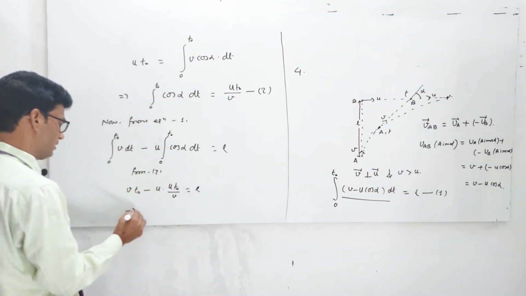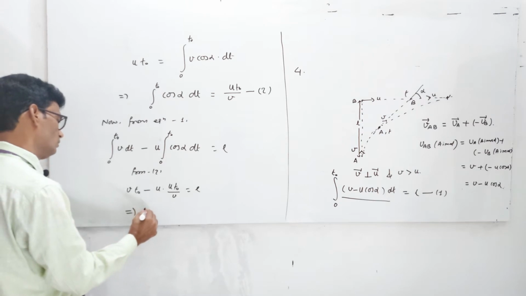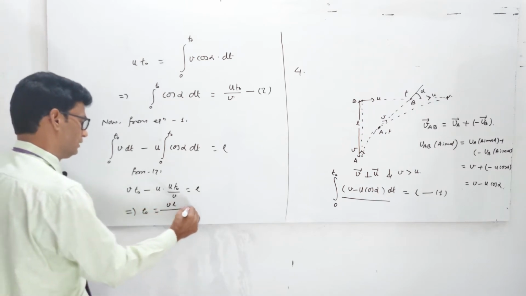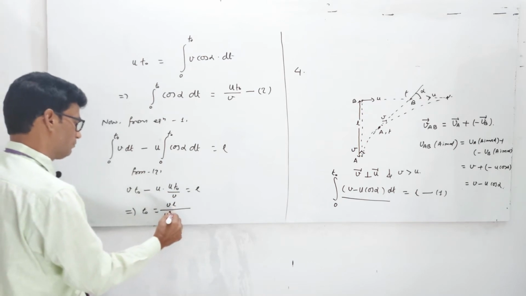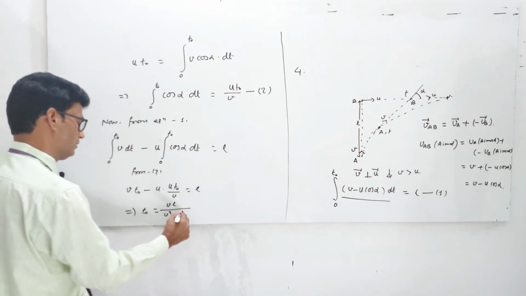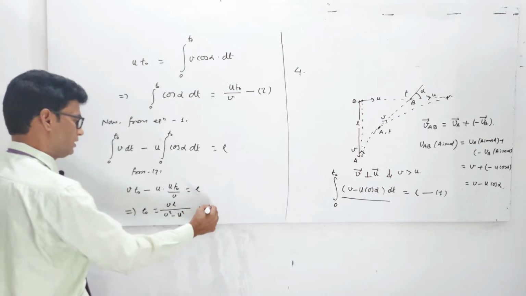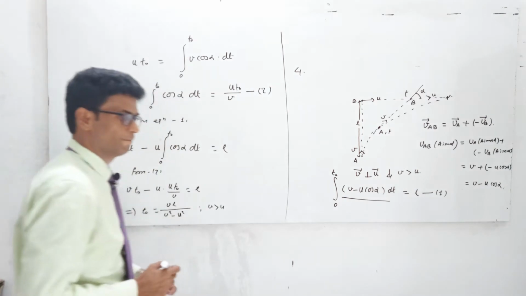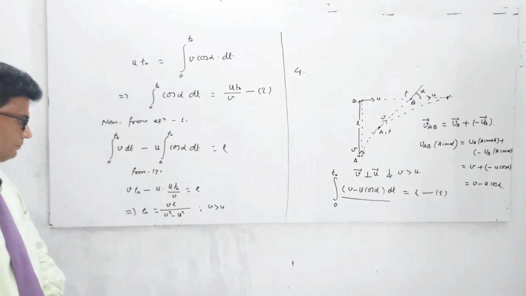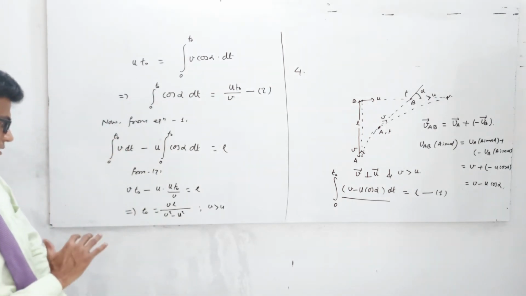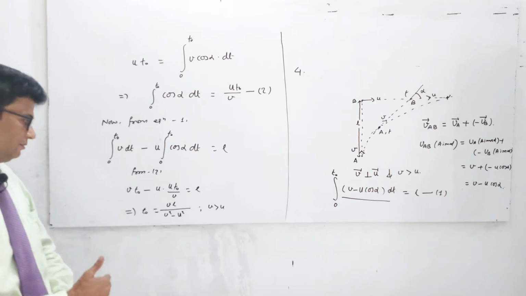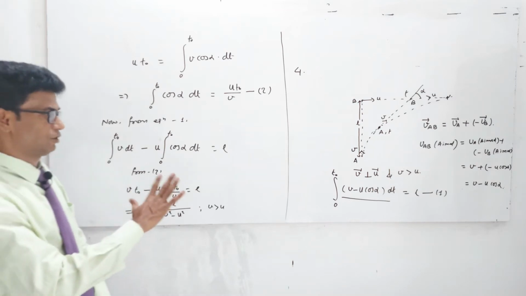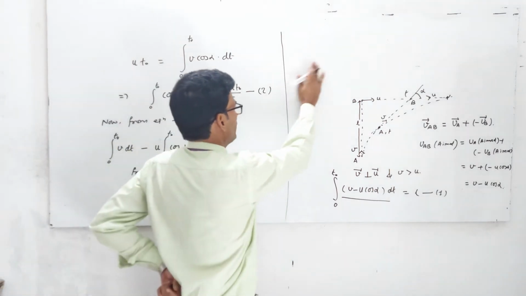Now this implies t0 is equal to v into L over v square minus u square, because it is positive, because v is greater than u as in the problem. So our task is over and we succeeded in finding the time of convergence. This is the problem. Now look at the problem number 5.